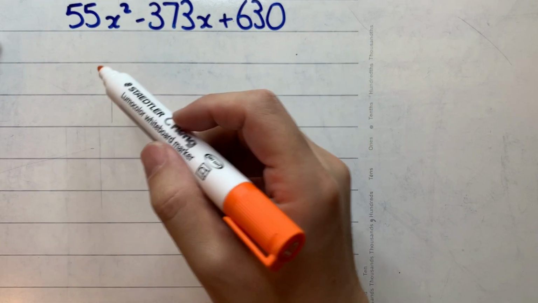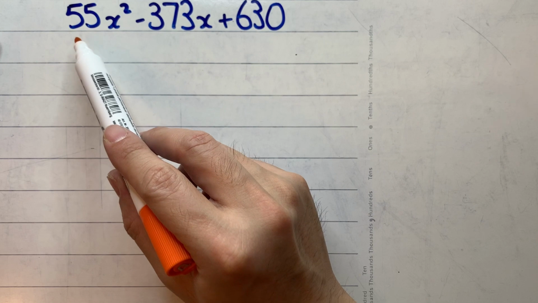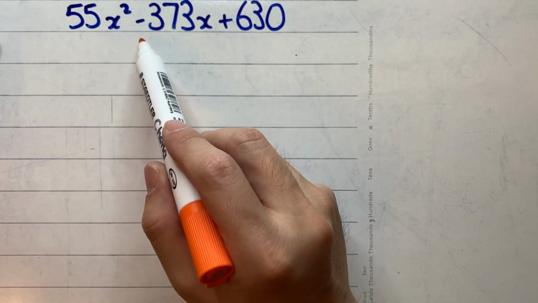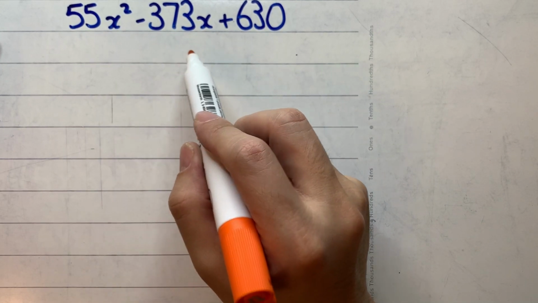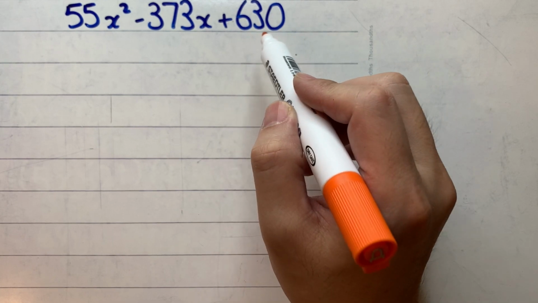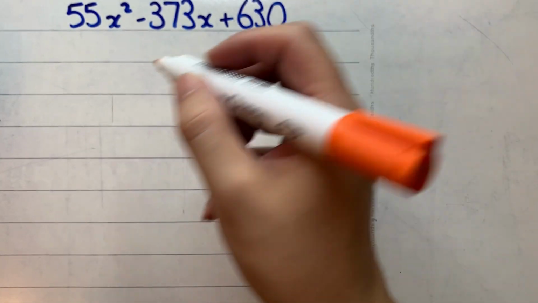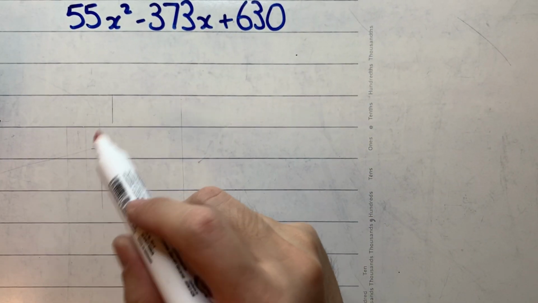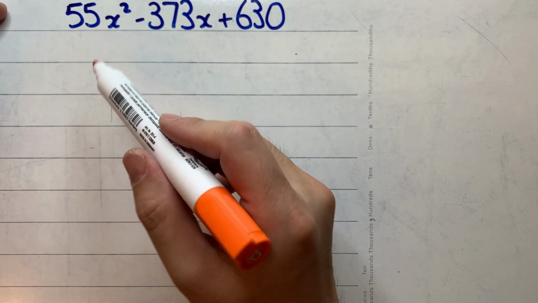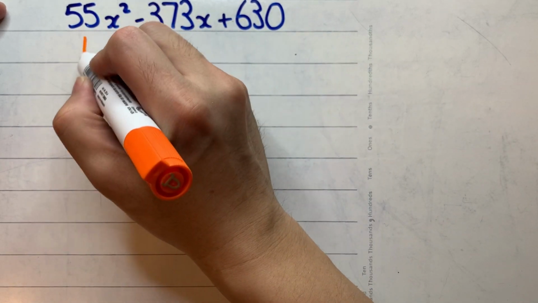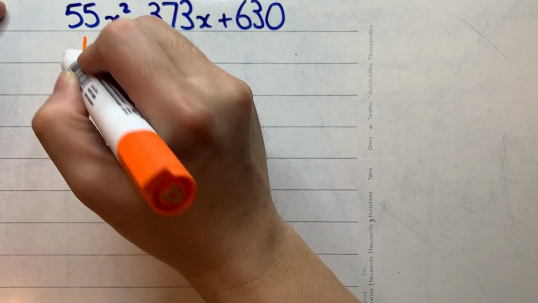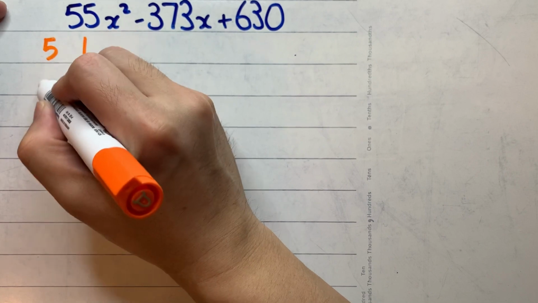We have this polynomial here, a quadratic: 55x squared minus 373x plus 630. This is a wild and big coefficient, like all of them are big. Unfortunately, this one has no common factor. The factors of 55 are either 1 and 55, or 5 and 11.